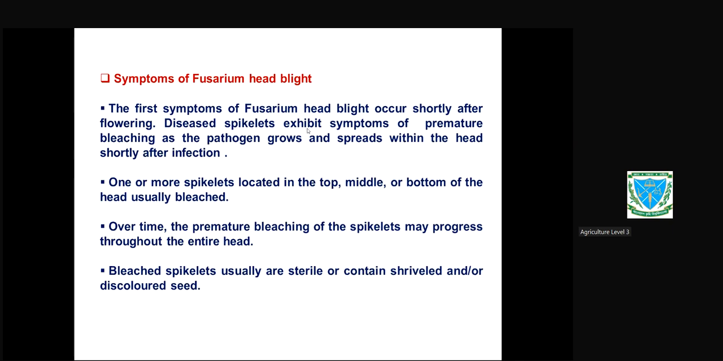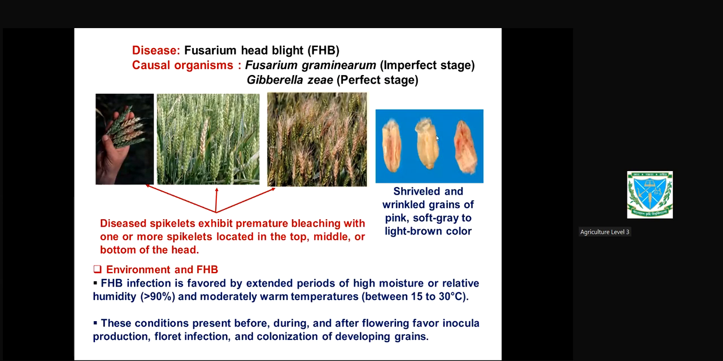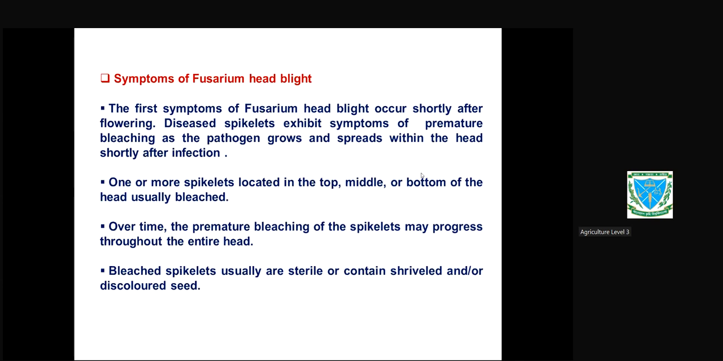Over time কি হয়? This bleached out symptom or bleaching of the spikelets may proceed or progress throughout the entire head. অল্প কিছুদিনের মধ্যে পুরো হেড কভার হয়ে যেতে পারে। And bleached spikelets usually are sterile and contain shriveled and discolored seeds, as I told you here. These are the shriveled grains. So these are the things.